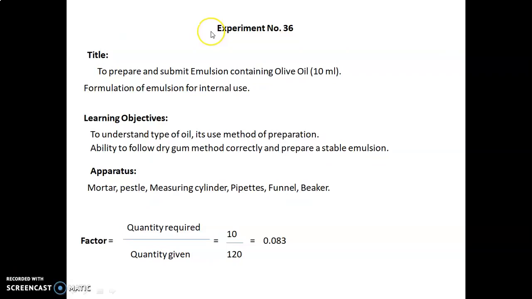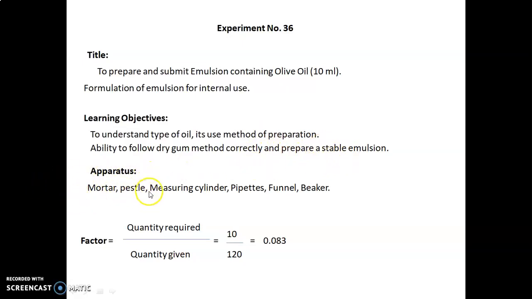experiments. So we have experiment number 36. Title of this experiment is to prepare and submit emulsion containing olive oil 10 ml. Formulation of emulsion for internal use. Learning objectives are to understand the type of oil, its use, method of preparation, and ability to follow the dry gum method correctly and prepare the stable emulsion.